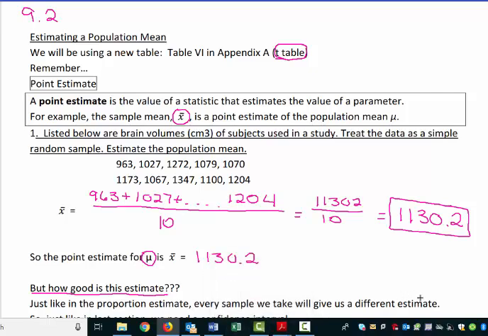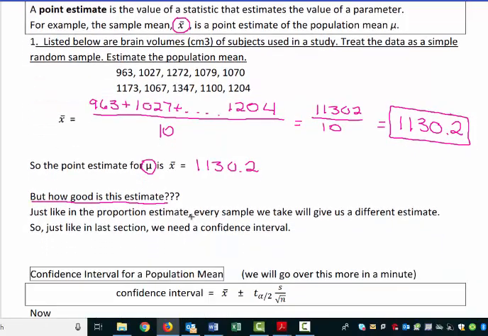Just like we did in the proportion estimate, every sample we take is going to give us a little bit different result. So how can we be sure that the population number is anywhere close to this? Well, how confident can we be? That's why we have to do another confidence interval.